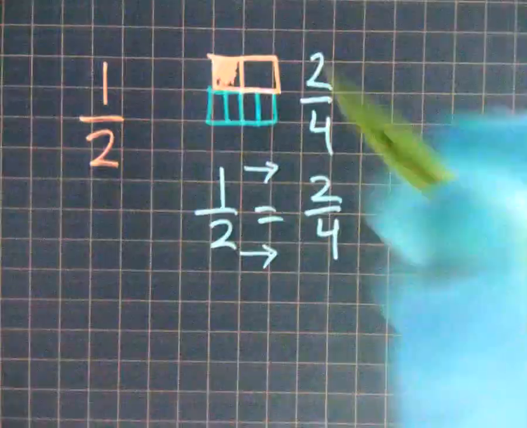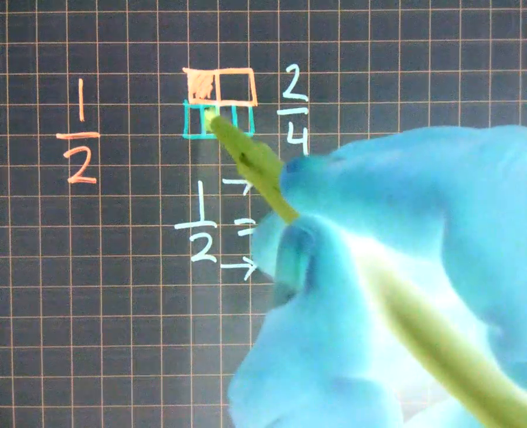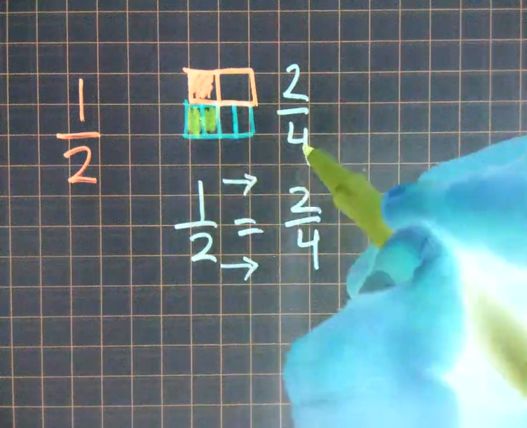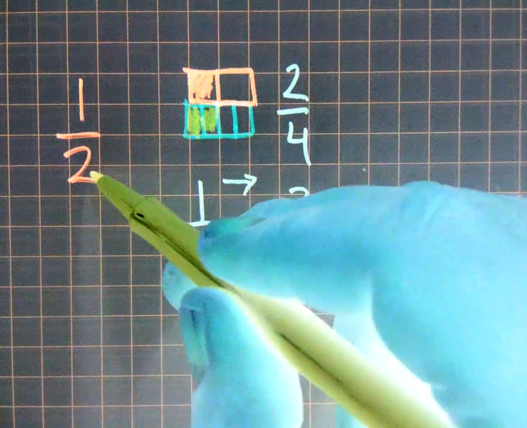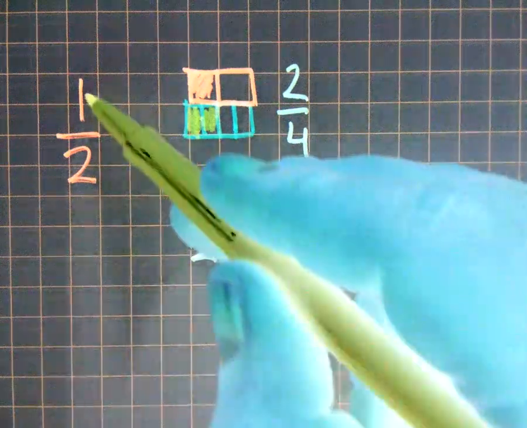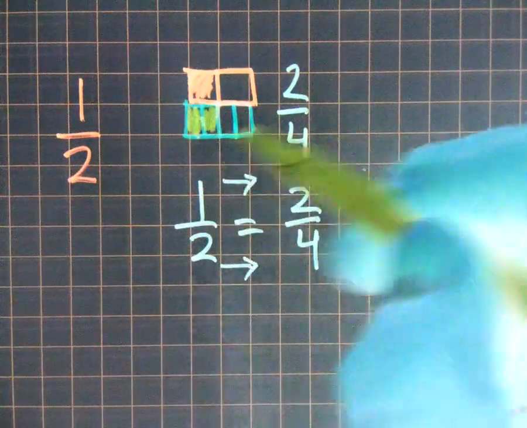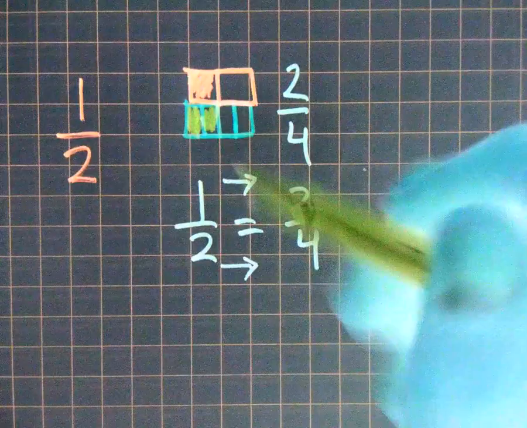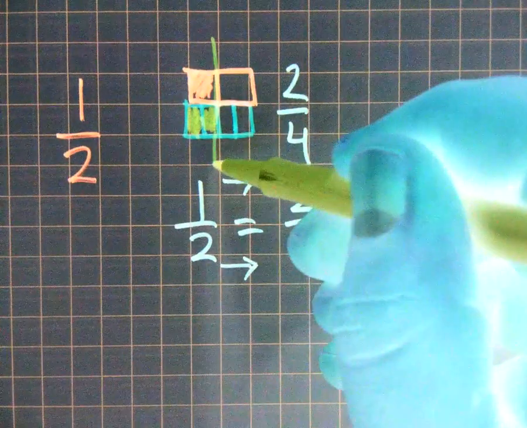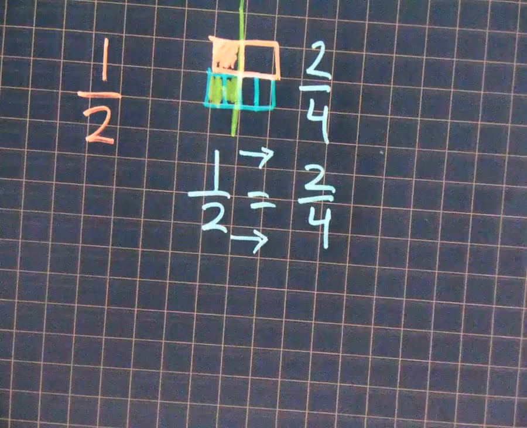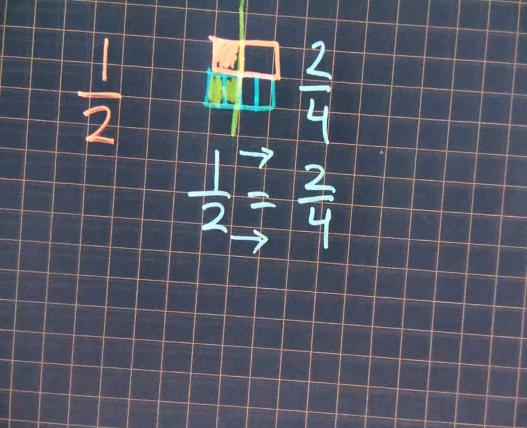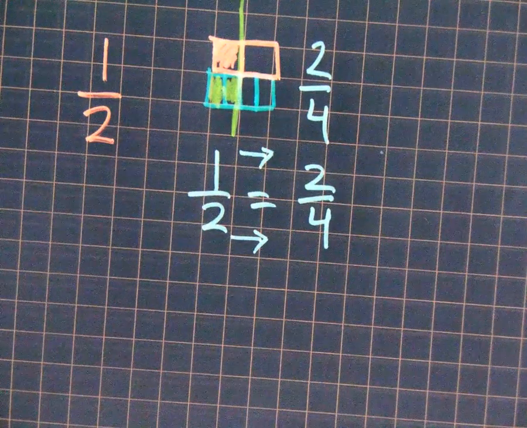Well, if I have 2/4 and I color in 2 out of the 4 pieces, right? 4 is the denominator, 4 pieces. 2 is the denominator, 2 pieces. The numerator shows how many are shaded in or how many we're using. 1 here, 2 here. It's the same size. You can tell that if I drew a line here, there, it's the same size for 1/2 and 2/4 because they're equal.